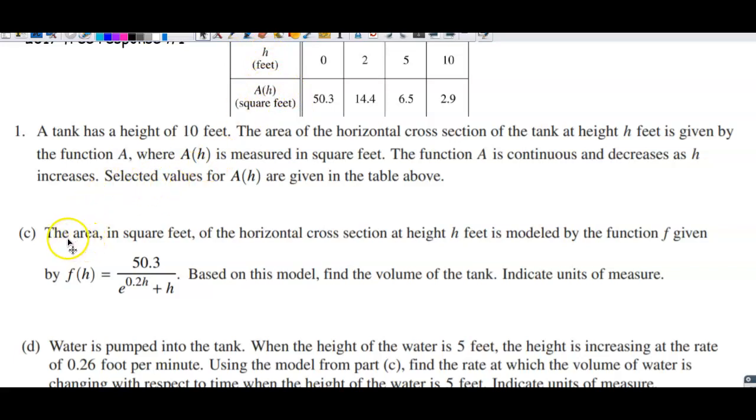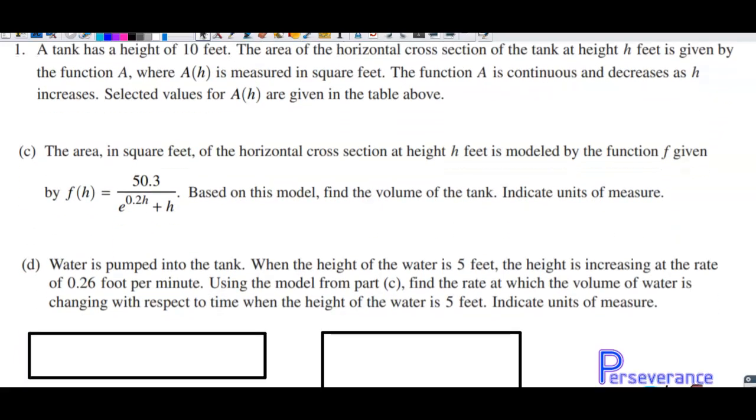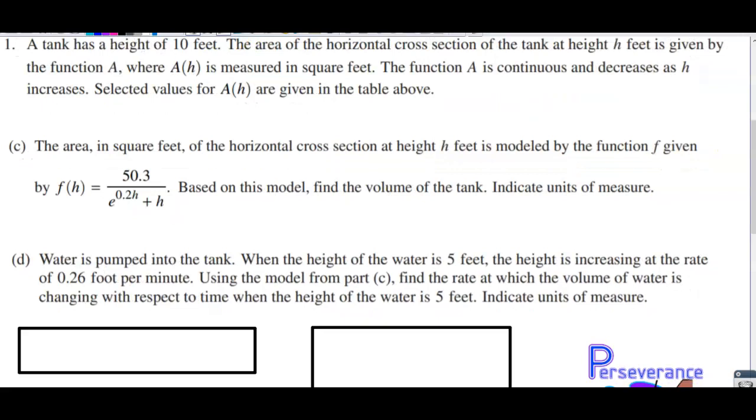When we get to part C, the area in square feet of the horizontal cross-section at height h feet is modeled by the function given. So now they're kind of moving us away from the table, and they're giving us a function, kind of like that last problem, that produces the area in square feet for us instead of looking at the table. Based on this model, find the volume of the tank. Indicate units of measure. We're not going to do that problem.